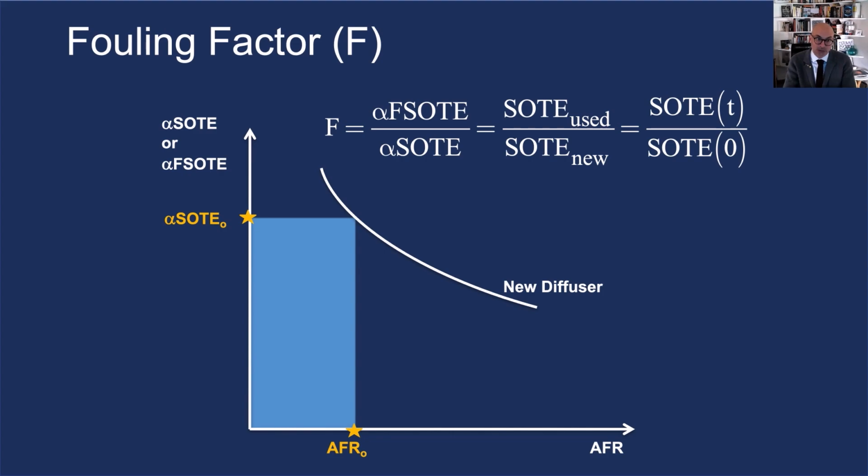The product of the airflow rate times the alpha SOTE, that rectangle, is the oxygen transfer rate. That was one of the equations earlier, right? It's proportional to the oxygen transfer rate. So that's how much oxygen you need in the water, and you desire to have that to overcome the oxygen requirements and leave some dissolved oxygen. With time, the diffuser performance goes down. So the ratio, the dashed to the solid line, is the fouling factor F.